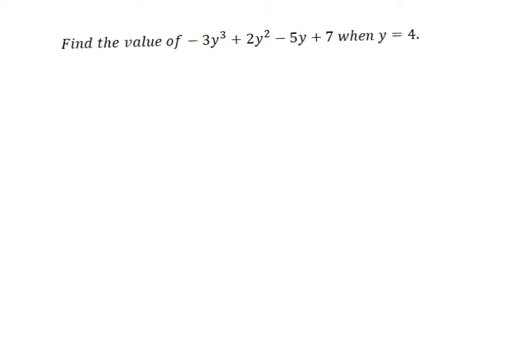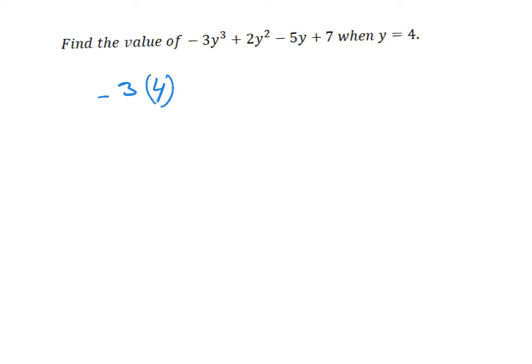All right, so we have another example of evaluating a polynomial for a given value of y. So the variable here is y. Find the value of -3y to the third power plus 2y squared minus 5y plus 7 when y equals 4. So we're going to substitute y by 4. So no y anymore. It's going to be 4 to the third power, right?